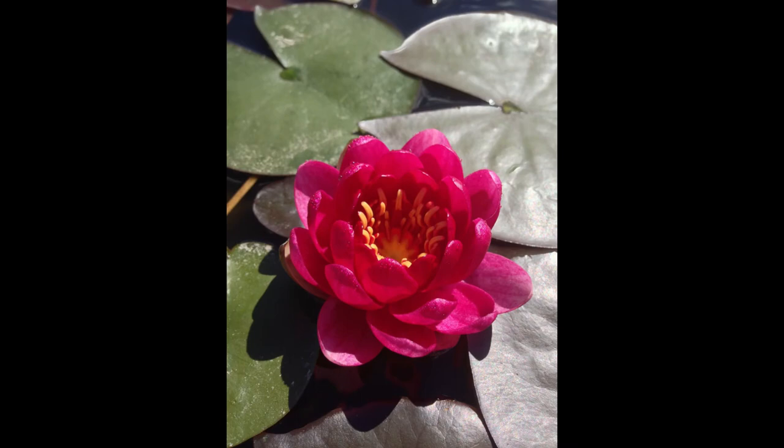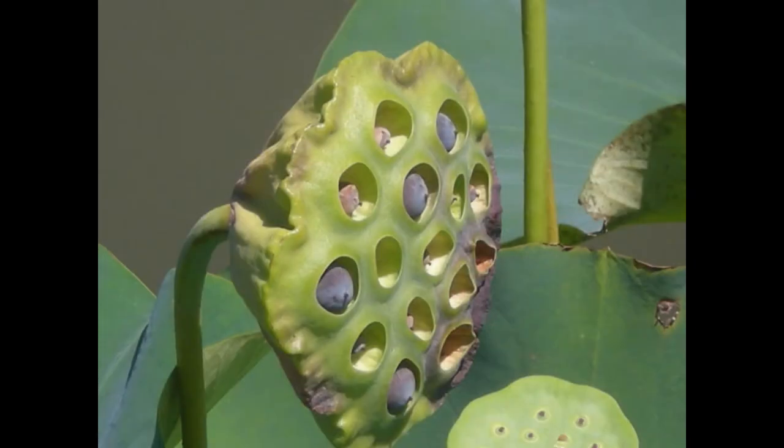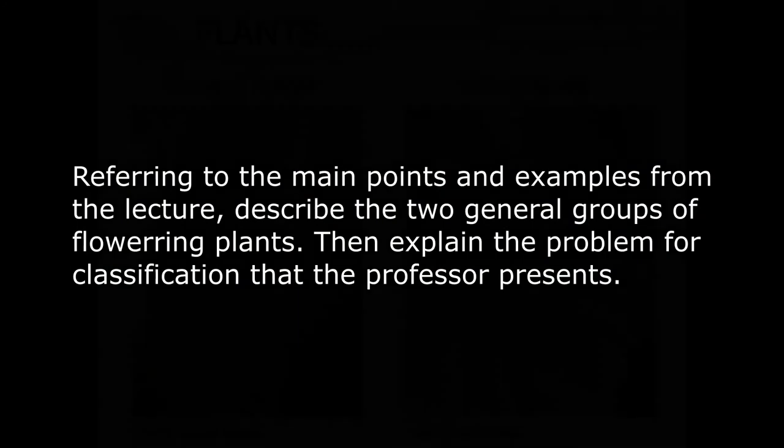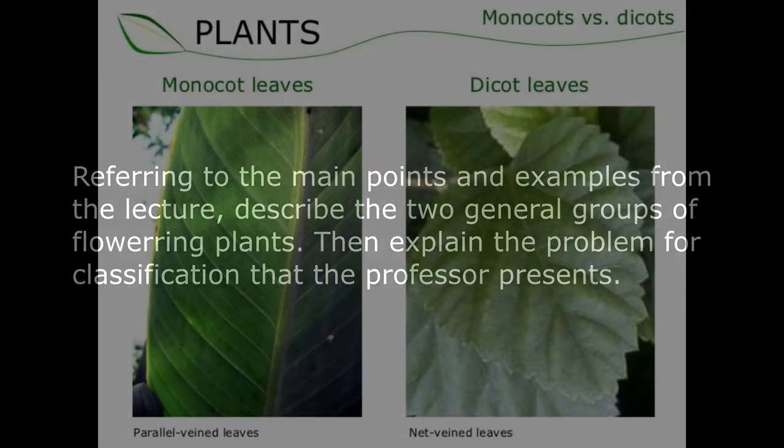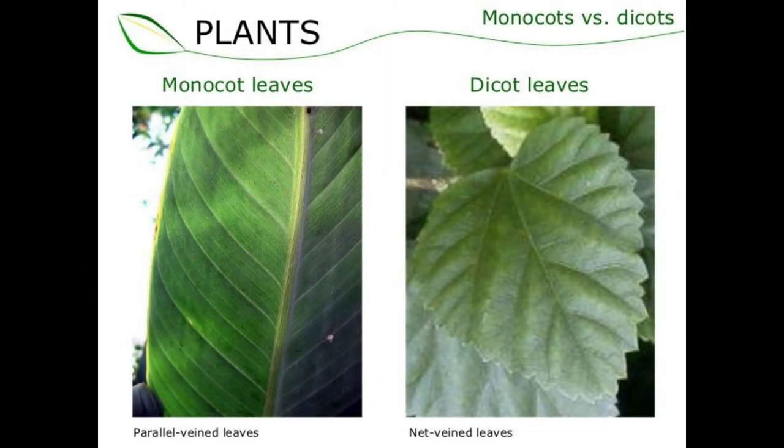For example, water lilies have leaf veining like dicots, but it appears that there is only a single seed leaf, as would be expected in a monocot. So how can this happen? Well, we believe that the two groups may actually have a shared ancestor, a basic group probably more similar to the dicots, from which the monocots have evolved.